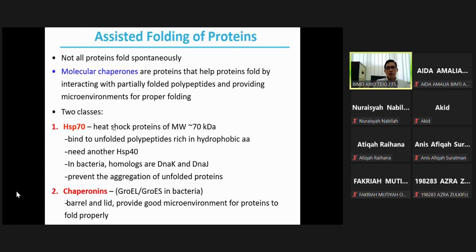So I mentioned a bit about this in my introductory lecture, that the folding process has to be assisted. Some proteins, but not all, can fold spontaneously after leaving the ribosome. But most proteins, in order to fold, you have to help them using assisted folding. The proteins that help other proteins to fold are called chaperones. There are two classes of chaperone: heat shock proteins, and chaperonins.